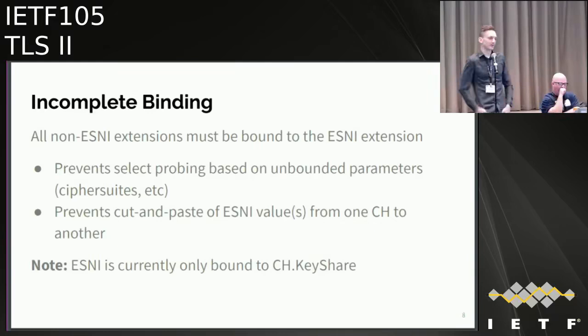So go add more and more things as we discover they need to be bound. Ideally, all non-ESNI extensions and contents in the client hello must be bound to the ESNI extension, and then we solve this problem in one fell swoop. That would prevent probing based on modifying any parameters in the client hello, because everything is bound to the ESNI extension. And by including the key share as part of that set, you prevent the cut and paste attacks that are currently prevented. So I think what needs to be done is to bind more things to the ESNI extension.